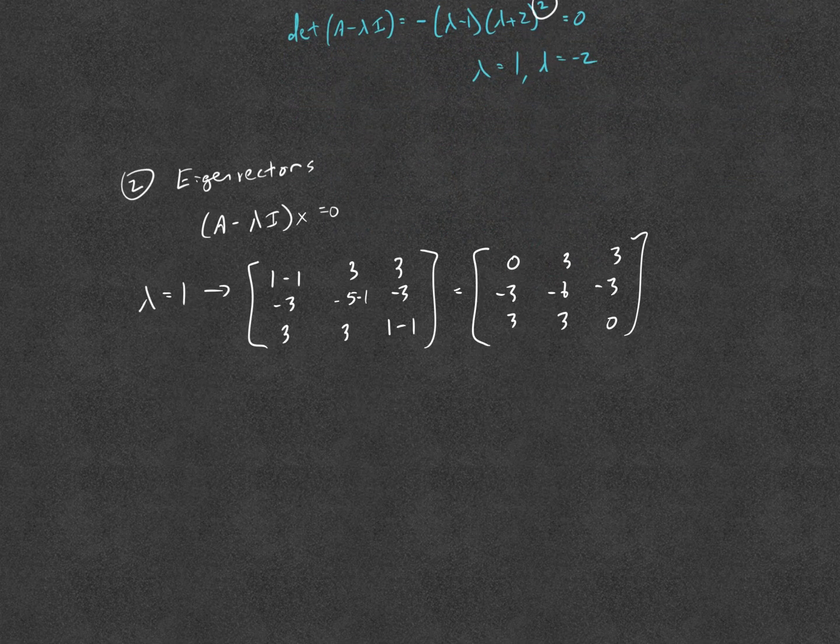So then we're going to solve this system, the homogeneous system, A minus lambda I x equals 0, right? So we would do some row operations. Well, let me write it out first. I'm going to switch the first and third rows. So 3, 3, 0, -3, -6, -3, 0, 3, 3. Augment with a column of zeros, and then perform some row operations.